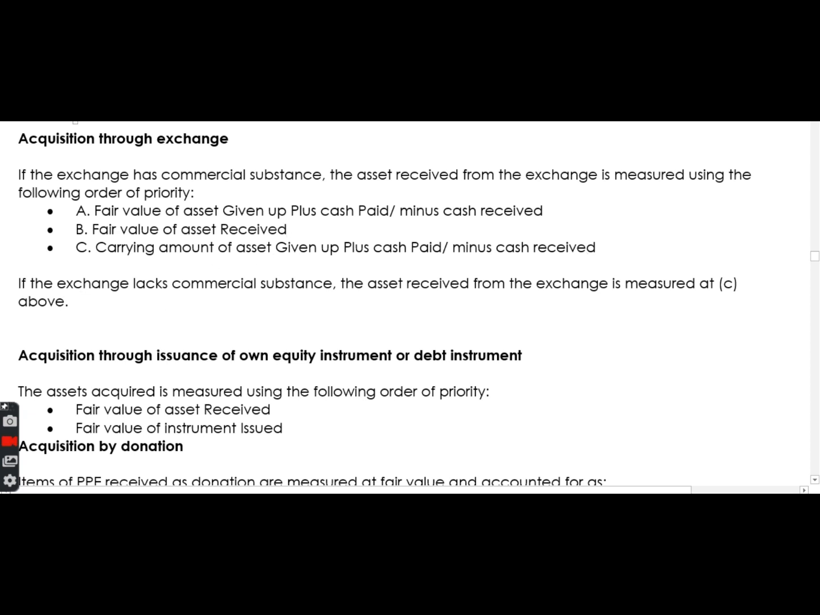Now, if there is no commercial substance, in other words, the cash flow characteristic is the same, the benefit you will derive from the asset you gave up and the asset you received is the same, all you do is take the asset received. Or the asset received will be measured at letter C only: carrying amount of the asset given up plus cash paid or cash received. Okay? So that's all that is.